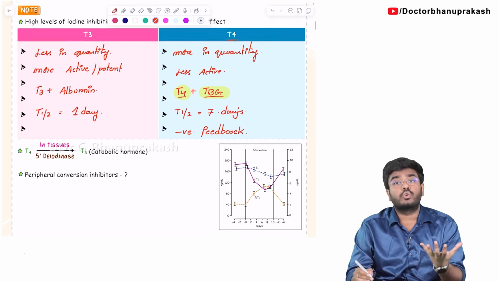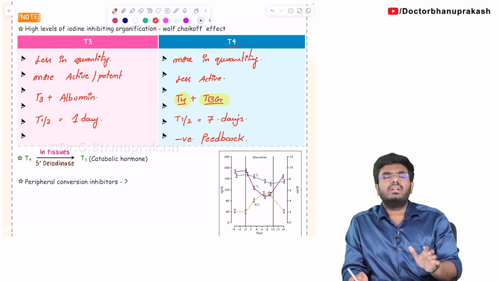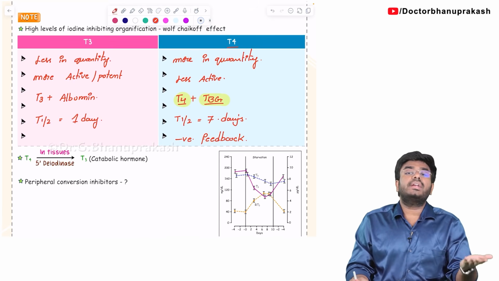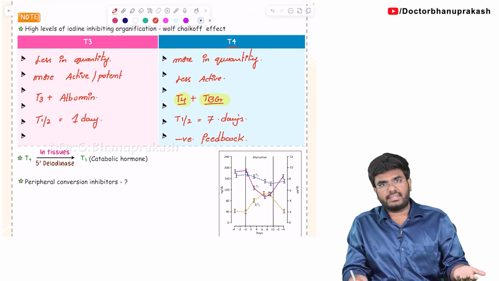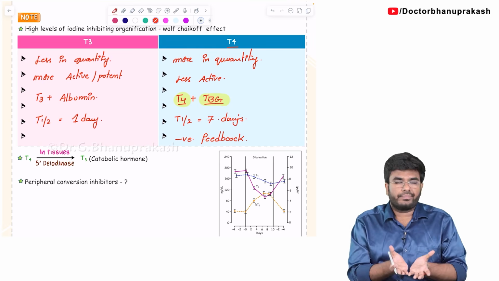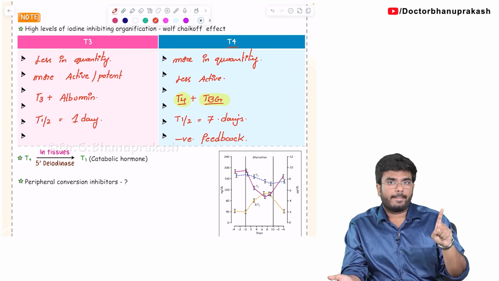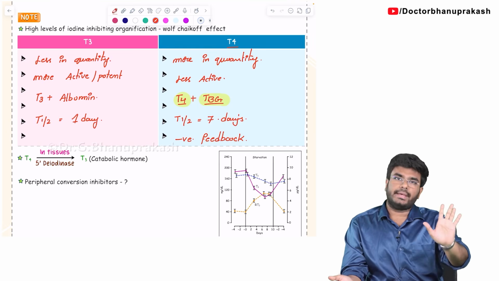Because T4 is the real store, right? T4 is the real store. So whenever there is a need, T4 will be converted into T3. So it is the store who decides the negative feedback. Okay, so T4 decides the negative feedback.